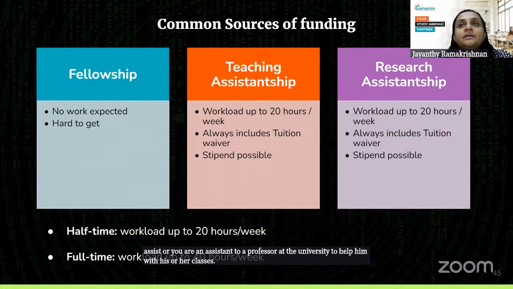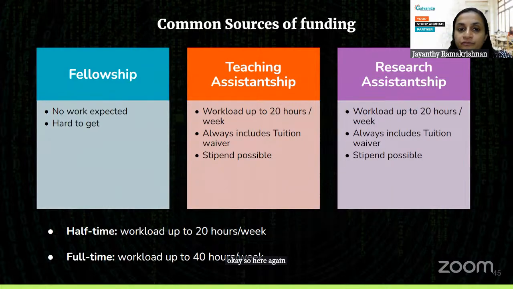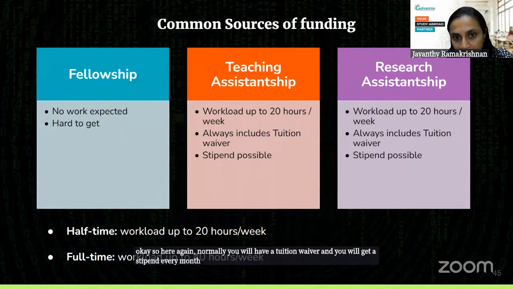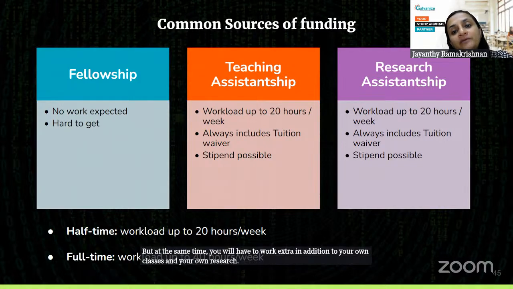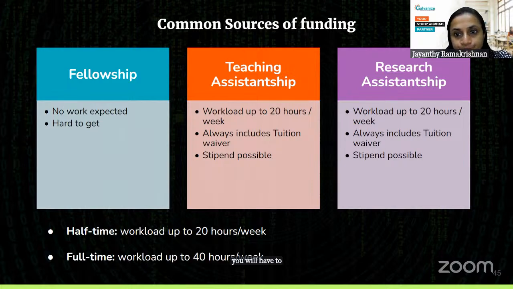So here again, normally you will have a tuition waiver and you will get a stipend every month, which will take care of your expenses. But at the same time, you will have to work extra in addition to your own classes and your own research. You will have to work additionally extra.